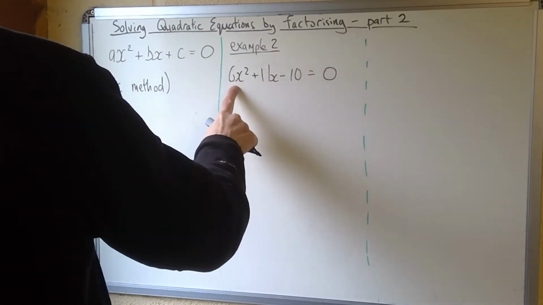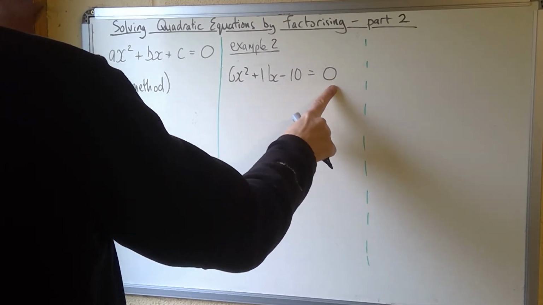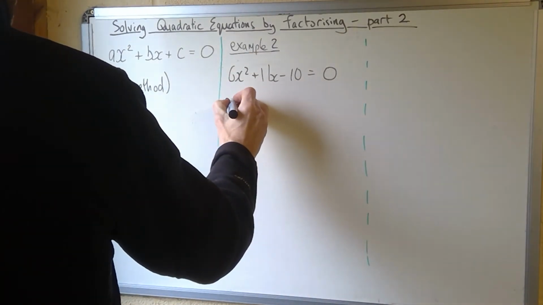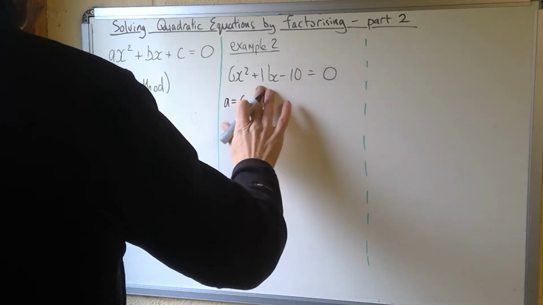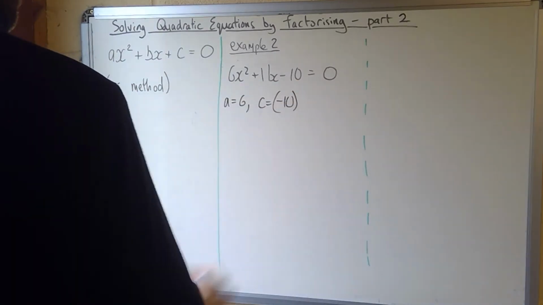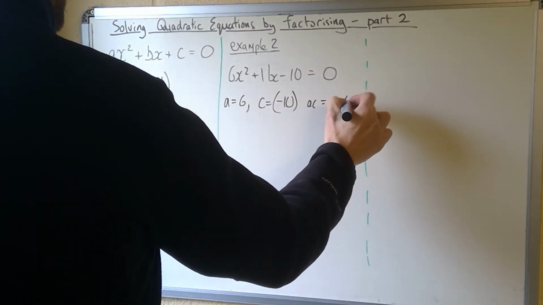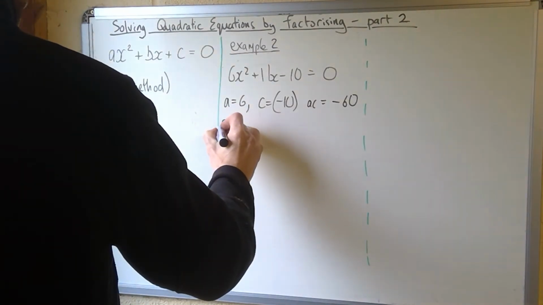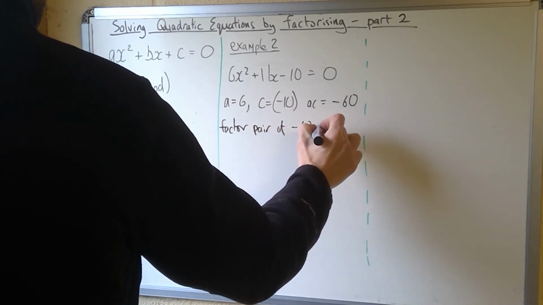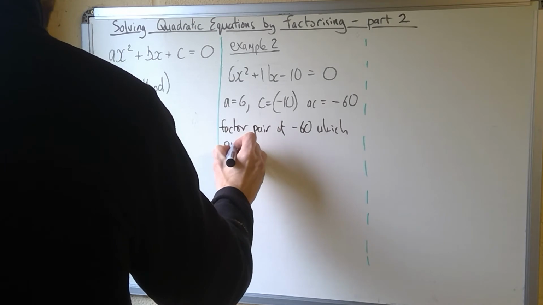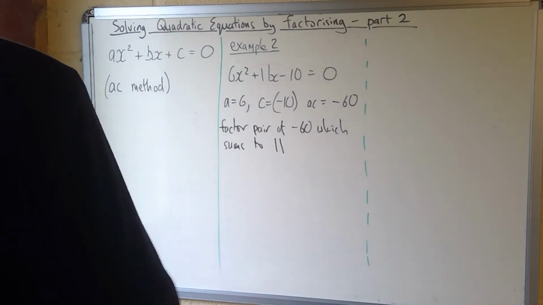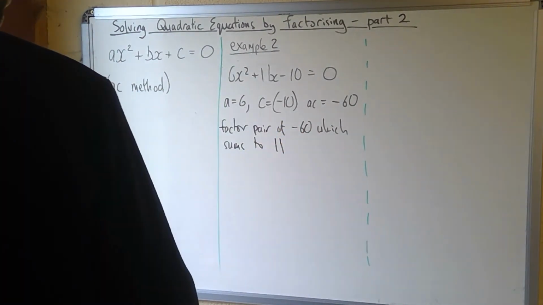Example 2, 6x squared plus 11x minus 10 equals 0. Once again, we're going to apply what I'm calling the AC method. So a equals 6, c equals negative 10. Be careful this time, I've got a negative 10 there. So that means my AC equals negative 60. So what I'm looking for now is a factor pair of negative 60, which sums, adds up to this b value here, which is 11. So I'm looking for a factor pair of negative 60, which sums to 11.